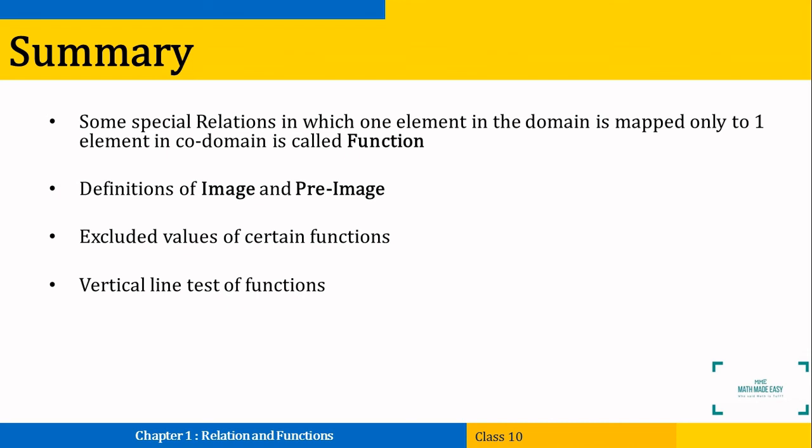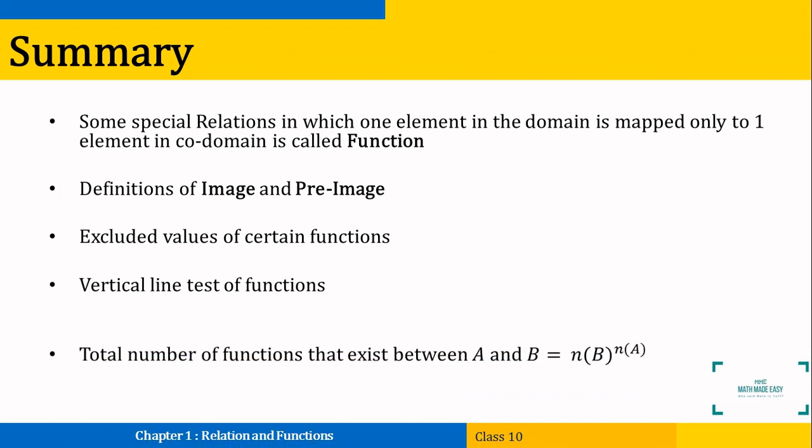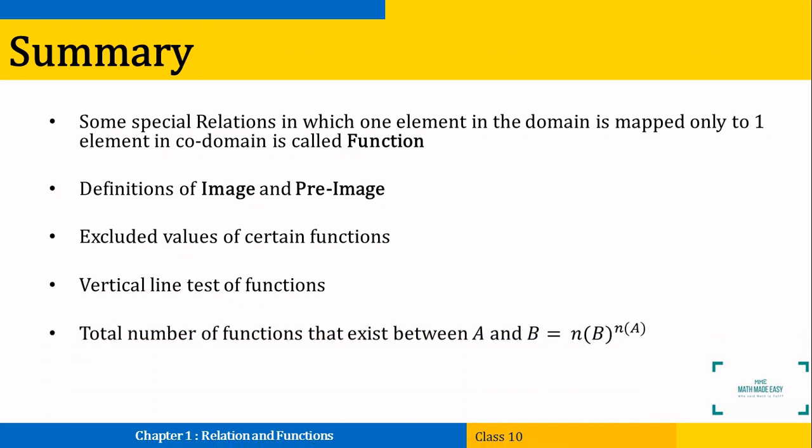And the total number of functions that exist between two non-empty sets A and B is nothing but n(B) to the power n(A), and a function can be represented using 4 ways: ordered pair, arrow diagram, a tabular form, and a graph.